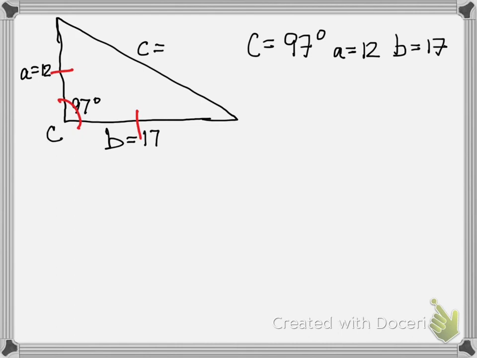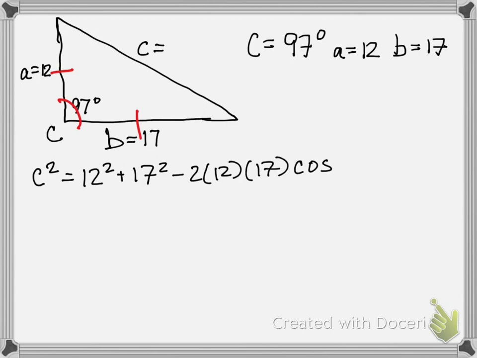So what are we going to be able to find here? Remember we have three different forms of the law of cosines. We're going to use this form here, where I can solve for side C. So C squared is equal to 12 squared plus 17 squared minus 2 times 12 times 17 cosine of 97 degrees. And if you need to, you can refer to your formula that you wrote down and see how I plugged in the values here. And from there, it's simply a calculator key in.